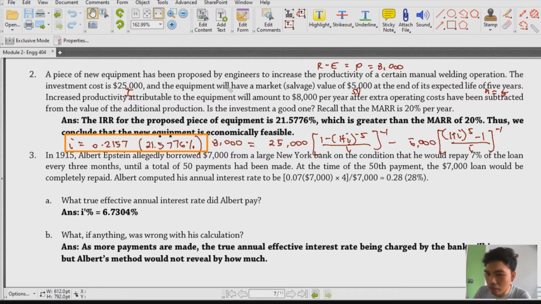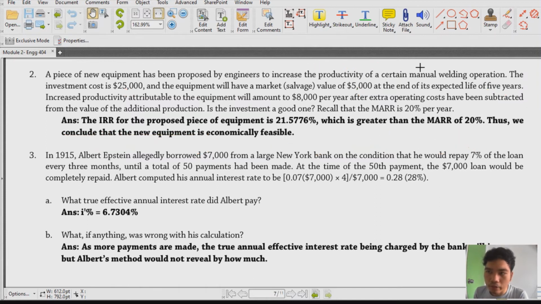Just to make sure na you stick with the rule, kailangan may negative 1 lagi dito, no? Kasi we're using the present or the future worth, and then we're amortizing this into annual payments, or depending on the number of payment periods. So, that's very important. Okay?